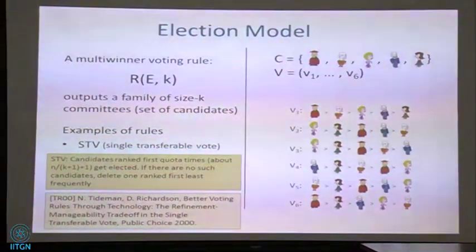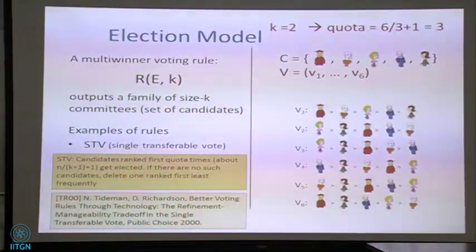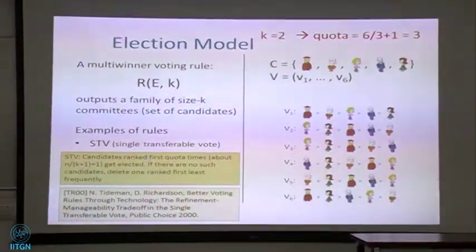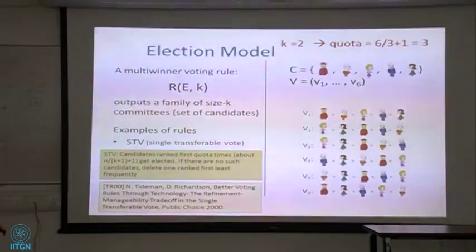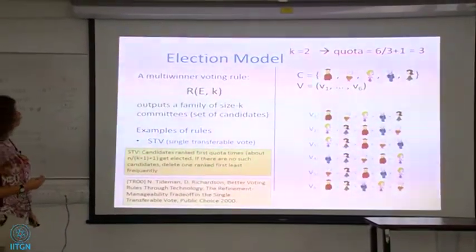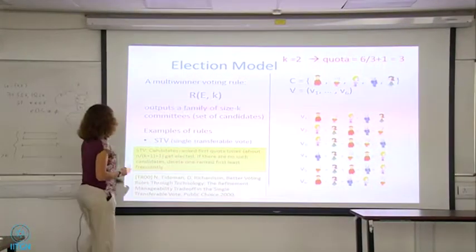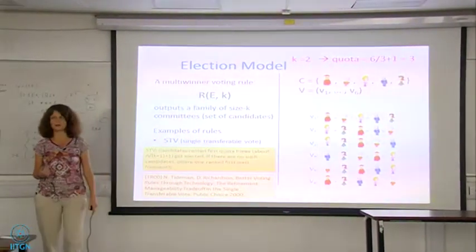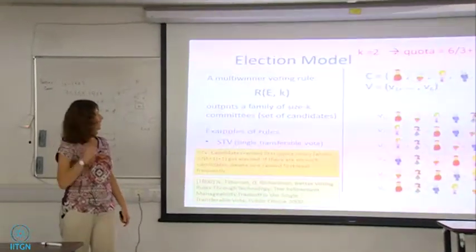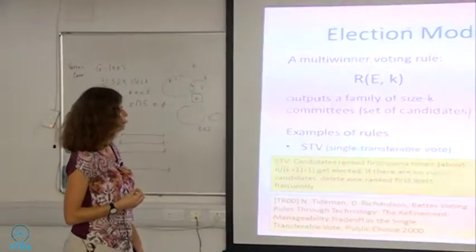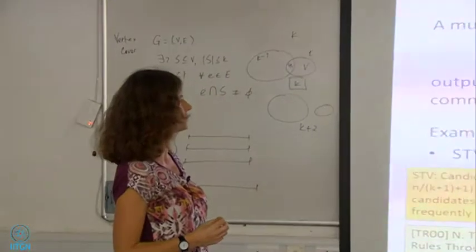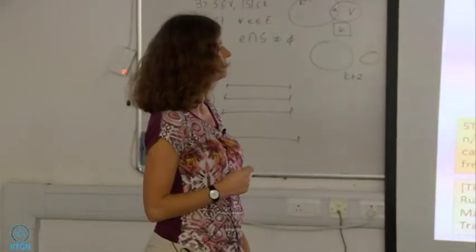Okay, so let me illustrate that again on these elections. Suppose again we want to select a committee of size k. The quota in that case will be 3. This calculation for the case of n equals 6, k equals 2 boils down to the same as n over k. Now we are looking for someone who is ranked first by 3 voters. Do we have anyone here?